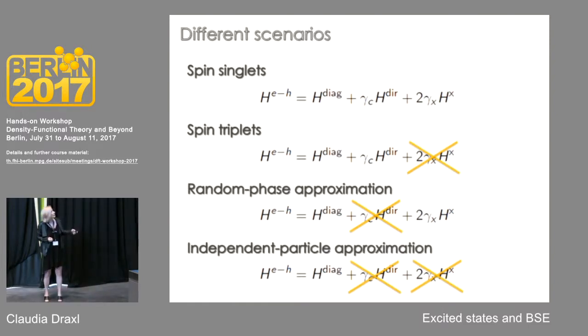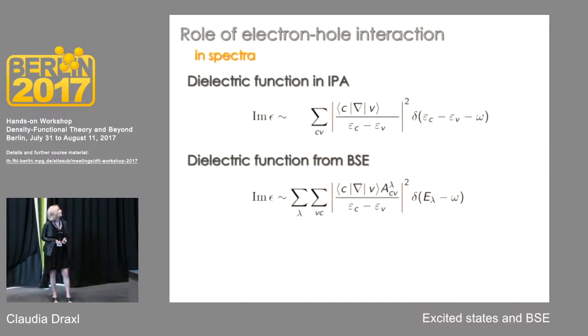So I will sometimes show you this independent particle approximation in examples just to highlight how important the electron-hole effect is. And this is very important to probe because this is something only theory can do. We can switch off an interaction and switch it on again, but experiment can't. So we can tell, let's say, experimentalists how important Coulomb interaction is in excitations.